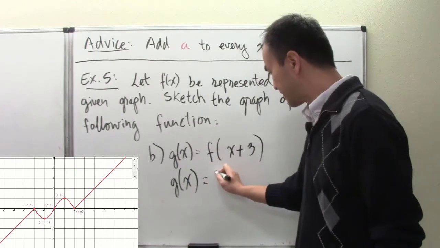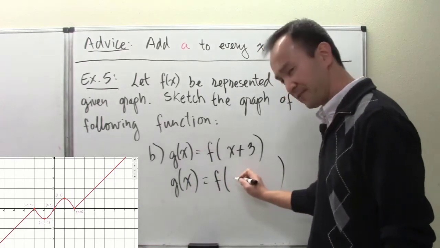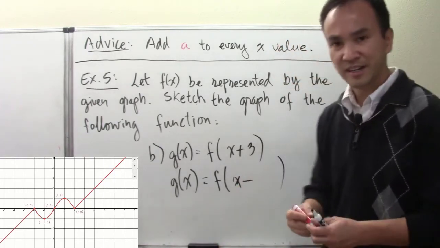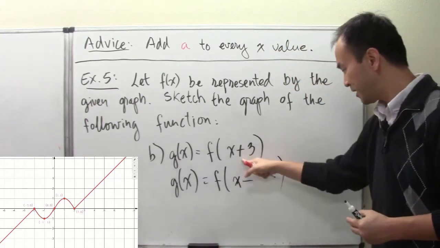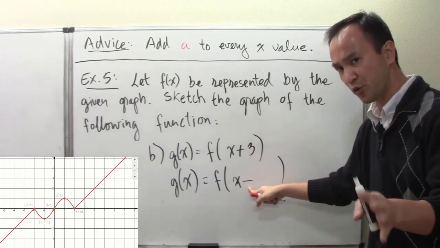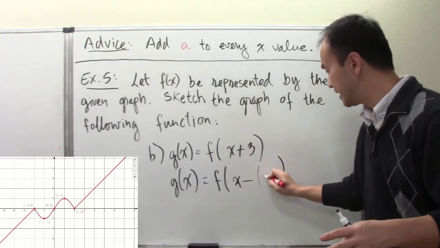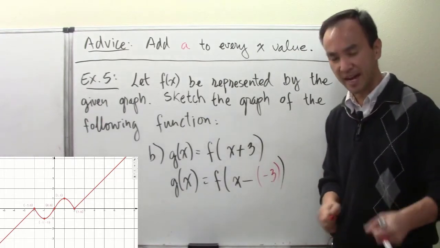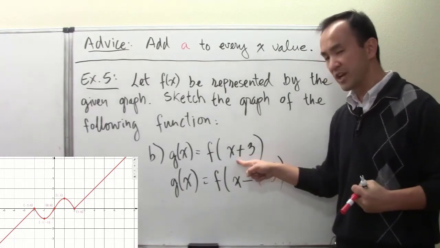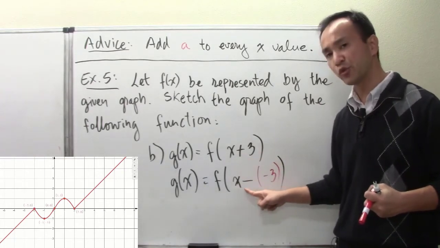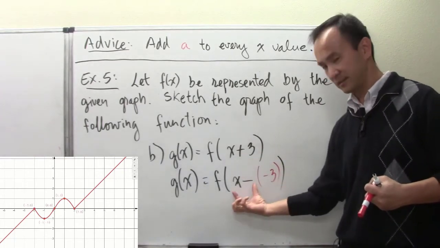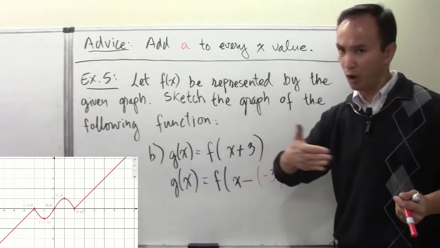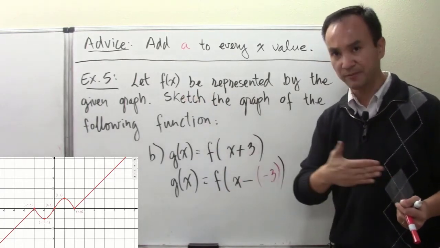g of x is the same as f of x minus, and then this is a plus 3, so writing that as a subtraction operation, we're subtracting negative 3. We're purposely doing that because once we have rewritten our expression as a subtraction operation, this is an indication that our problem will involve some horizontal shifting. I'm only saying it will involve some horizontal shifting.